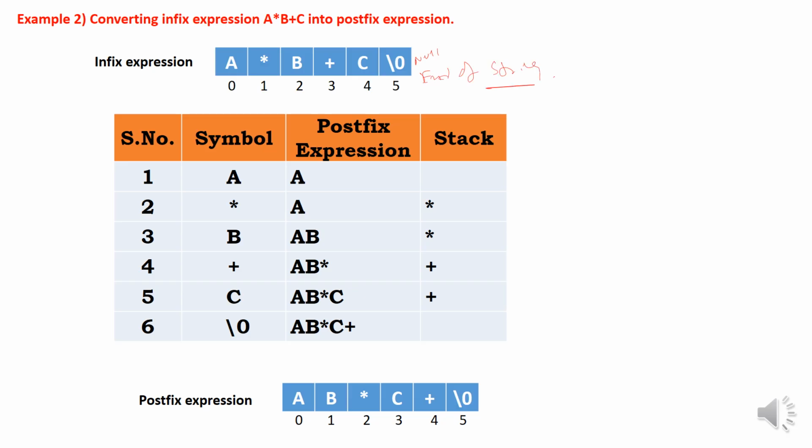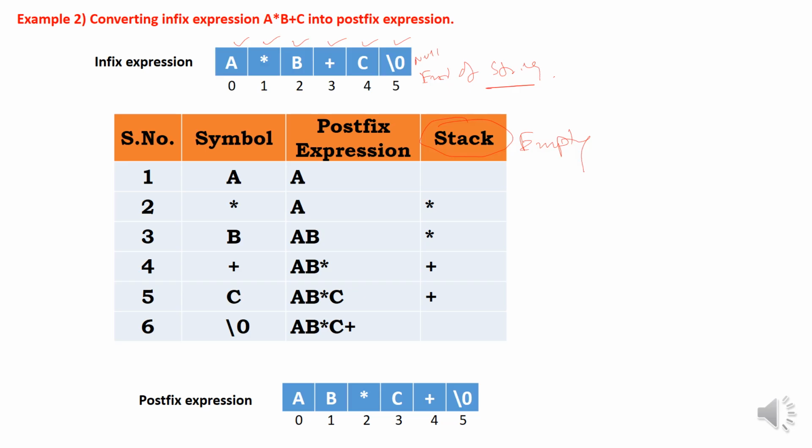Here we are going to convert this infix expression into a postfix expression. We are going to use a stack. So initially we define a stack and make it an empty stack. Keep on reading the characters one by one. First read a, then asterisk, then b, then plus, then c, then backslash 0. So we start reading characters till we reach the null character. We start from 0 and end with backslash 0.